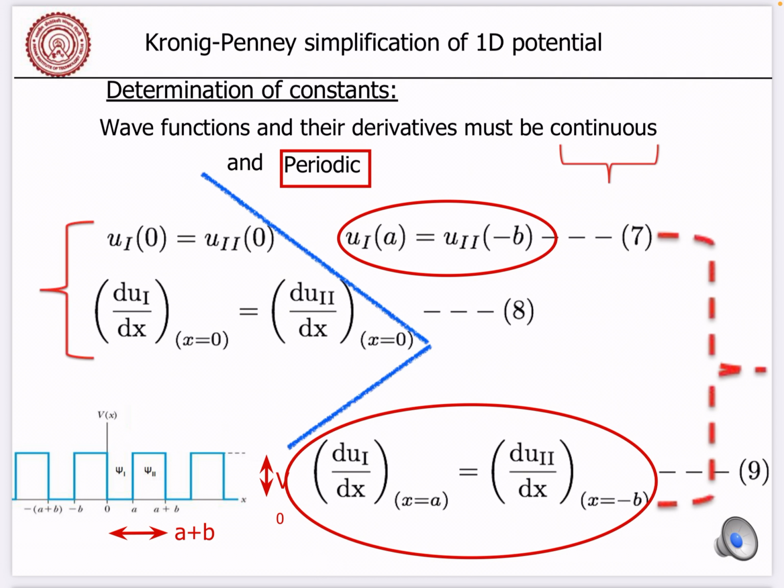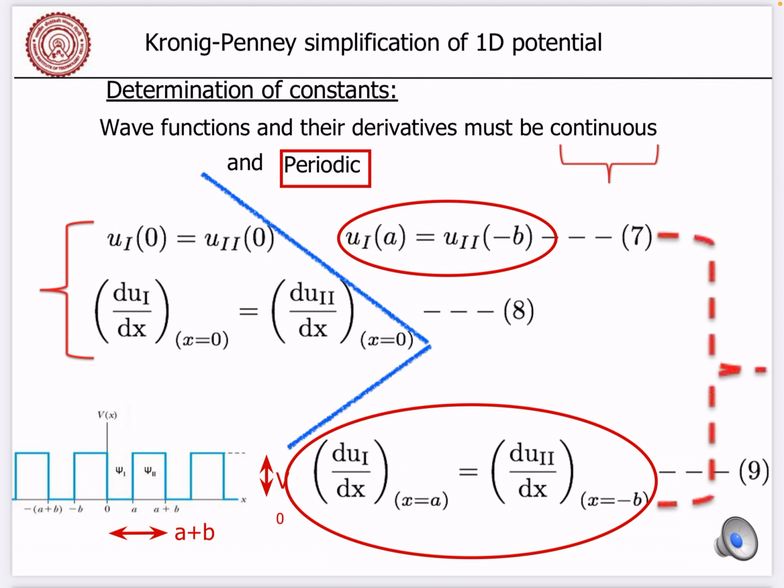The wave function has to be continuous, right. That all of you know. Therefore u1 at x equal to 0 must be equal to u2 at x equal to 0. That means the wave function at x equal to 0, in region 1, which is on the right of the 0 line, must be equal to u2 at x equal to 0, which is on the left side of the 0 line, right.